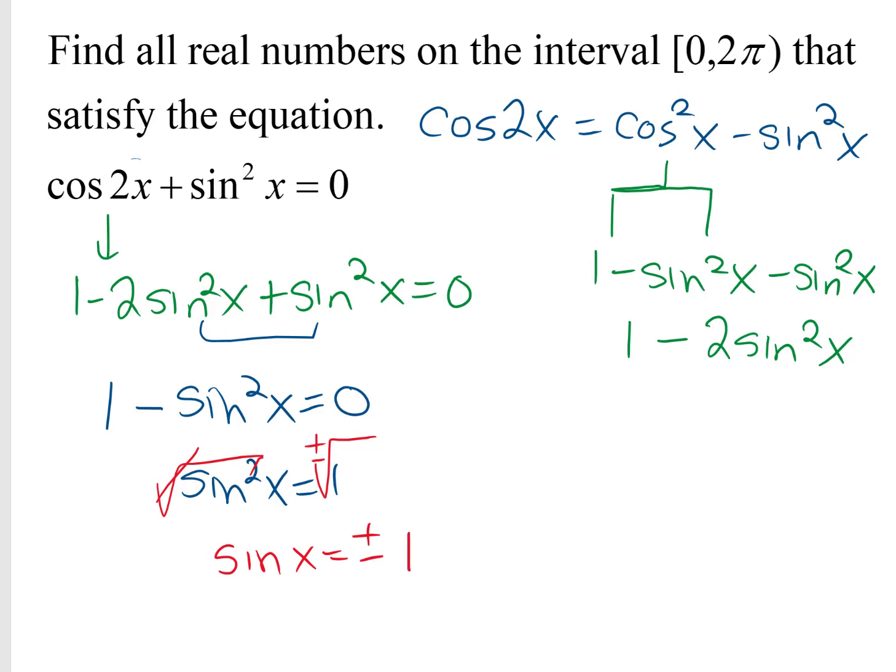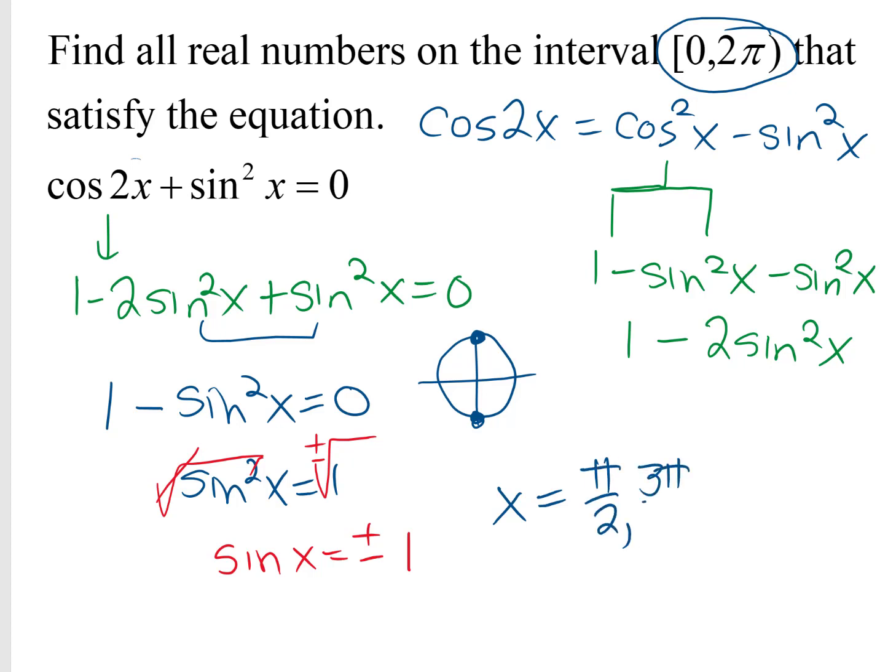So now what we need to find for our answers are x's where the sine value is either 1 or negative 1, and it's on this interval from 0 to 2 pi. So thinking of the unit circle, if I'm going around the unit circle, when is the sine 1? That's the y value right here at the top, and when is it negative 1? That's the y value right here down at the bottom. So my two answers are pi halves and 3 pi halves.